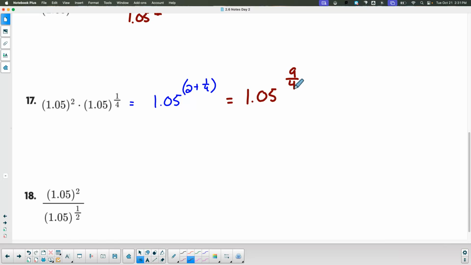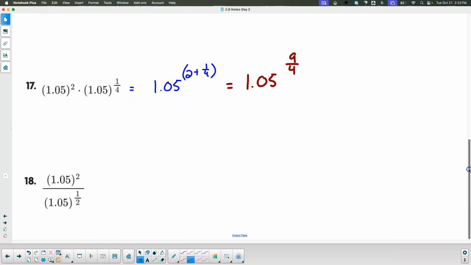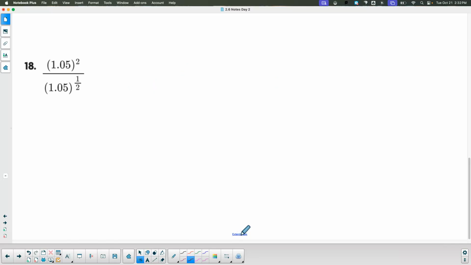When I've got the same base, but now I'm dividing, now what do I do? Now I subtract those exponents. What is 2 minus 1/2? What do you got? 3/2. Yep. Remember when I just said we don't like mixed numbers? What I meant by that is we don't like mixed numbers in our exponents. Hate them. Absolutely cannot stand them up there.